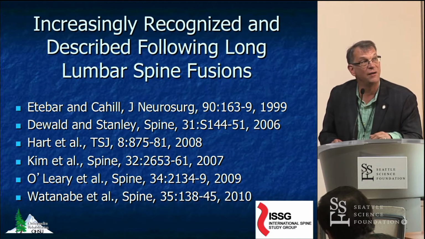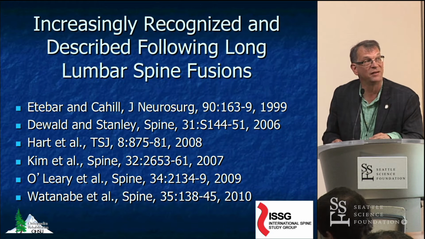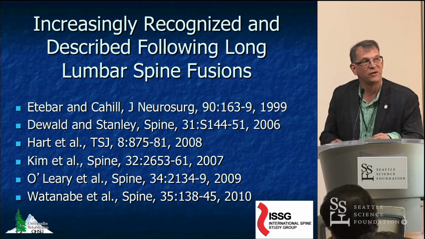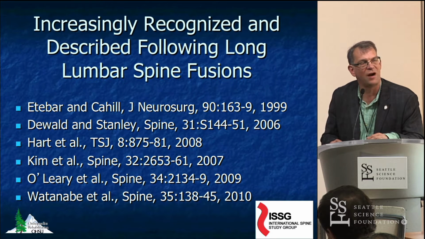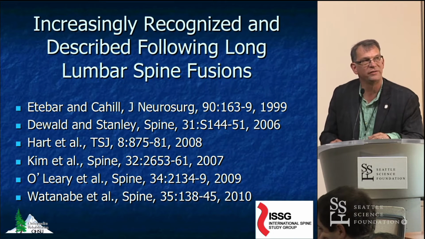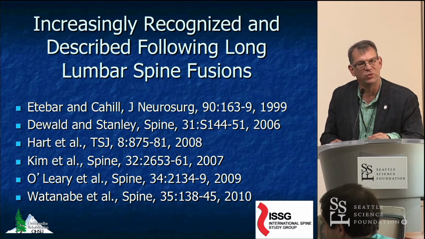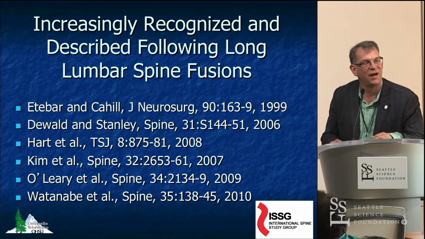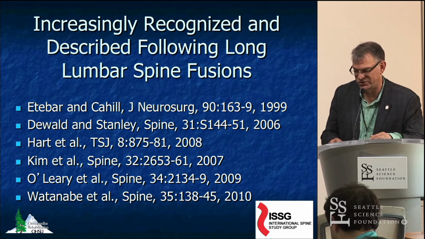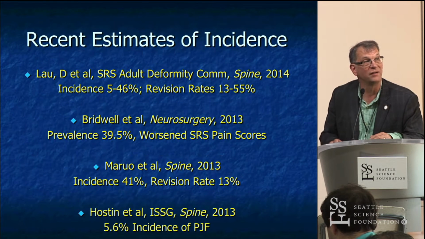And it's been described in a number of series, and this goes back to 1999. There's a number of studies since then. The Etabar paper was dedicated not just to this complication, but to proximal junctional pathologies, but clearly showed at least one or two cases of fractures above longer constructs. And again, I think since that time we've been doing more and more of these surgeries, and therefore the recognition of this complication has continued to increase.